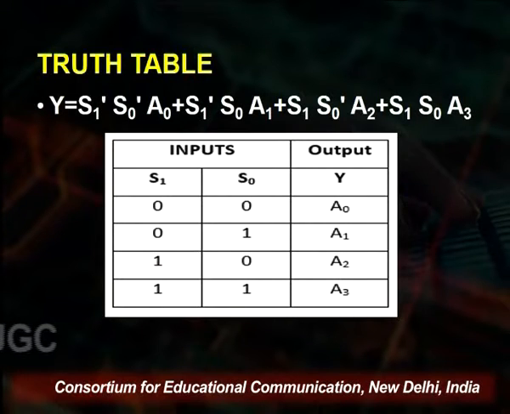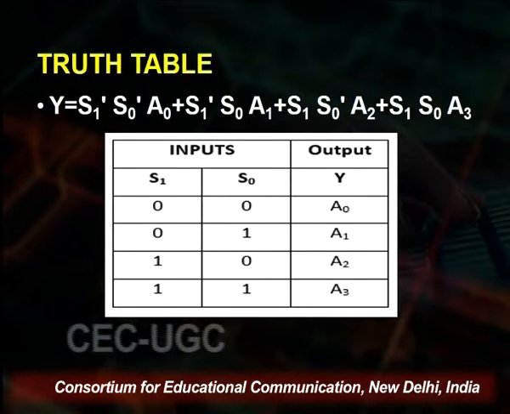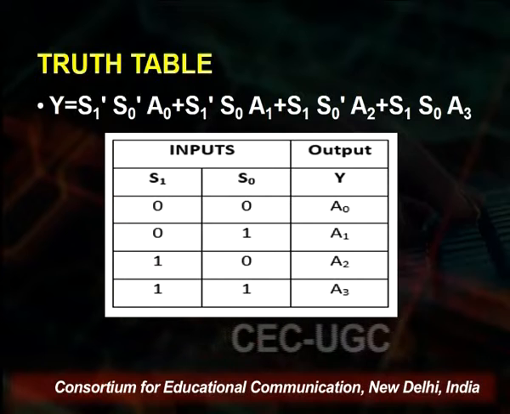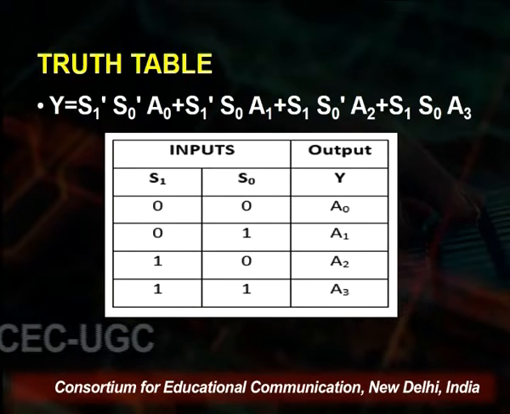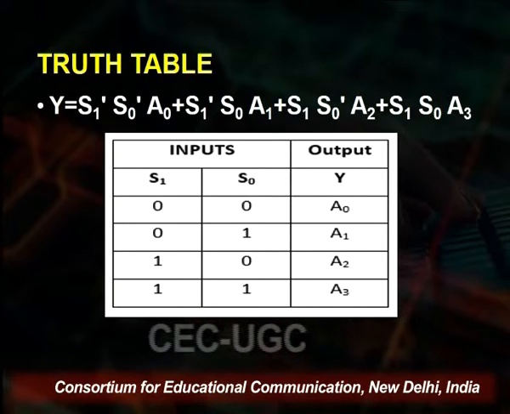Also, the same truth table has been expressed in the form of the expression above. Y is S1 dash S0 dash A0 plus S1 dash S0 A1 plus S1 S0 dash A2 plus S1 S0 A3.